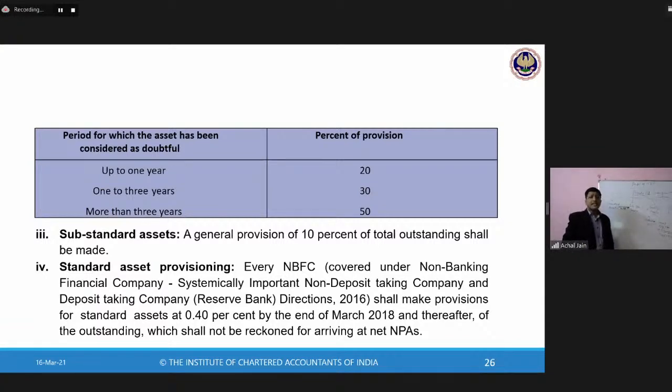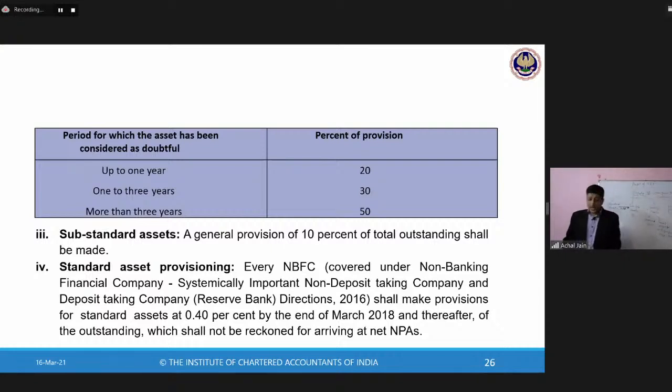Okay, next, substandard assets. Now this is simple. For substandard assets, a general provision of 10% should be made. It's simple. For loss assets, it's simple, 100%. For substandard, it's simple, 10%. For doubtful debts, there's a complication. So we'll have to just remember all of these points. You'll have to just learn these percentages.